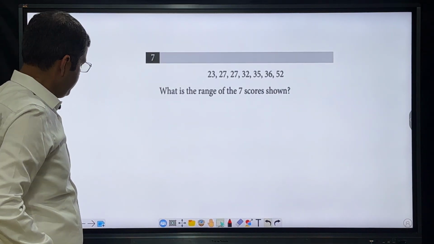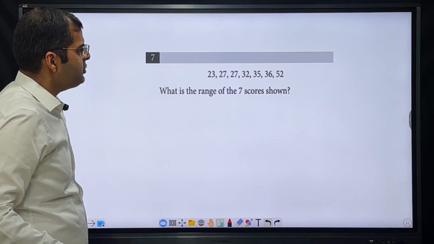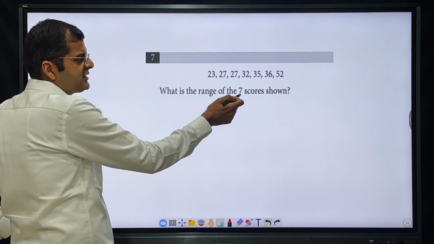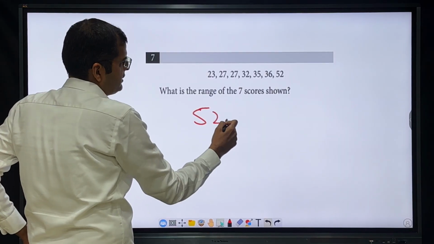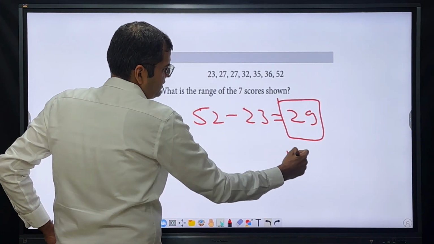Now this question says I have these values. What is the range of these 7 scores? Range is maximum value minus minimum value. That is 52 minus 23, which is 29. That is the range. That is the answer here.